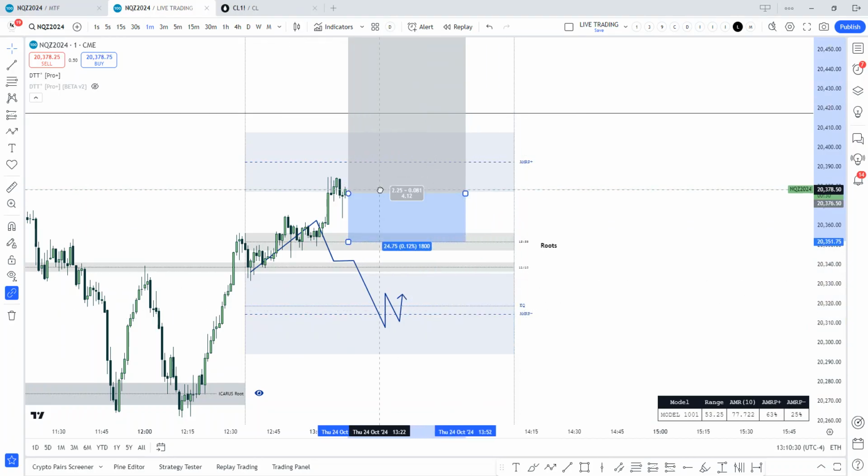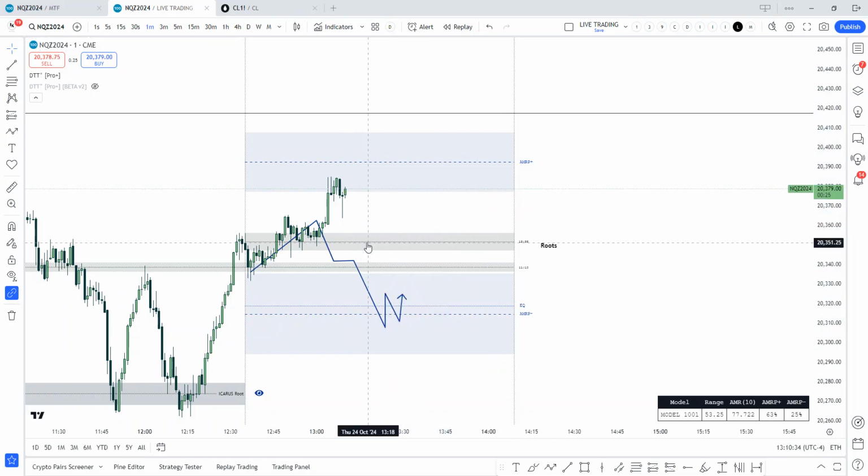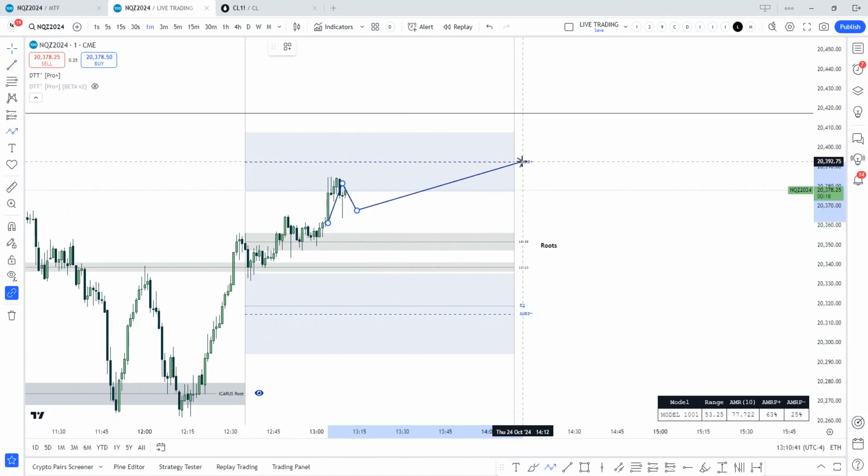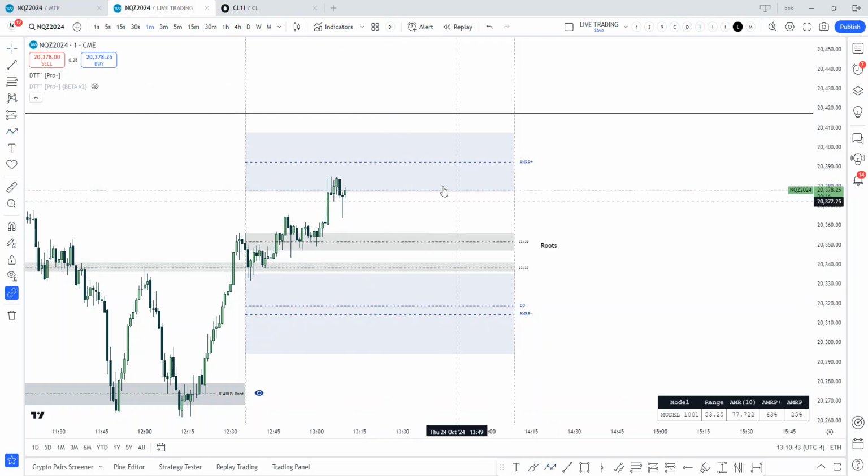Well, it could still work here. My risk is a bit larger. And when I'm talking about risk, I mean the probability that it's going to fail is larger because we're already at the overextension here, AMRP. So does that make sense?